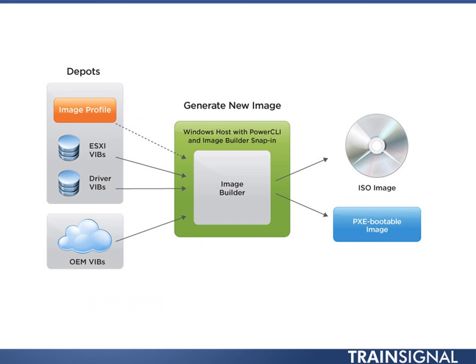And here's a quick diagram. What I want you to see is the way to create a new image. Basically, we have an image profile that we pull along with ESXi VIBs, driver VIBs, and any other OEM VIBs from a server manufacturer. We dump these into the image builder, and then we spit out an ISO image or just a PXE bootable image that we'll use with auto deploy. So it's nothing too crazy. The only gotcha is you do use PowerCLI, but if you're like me and you're not great at PowerCLI, it's pretty simple. You just walk through the commands.